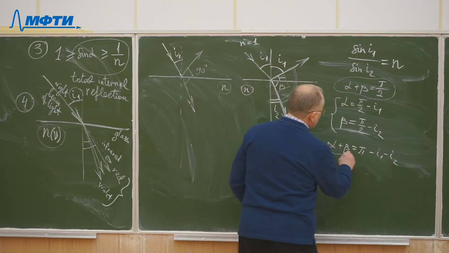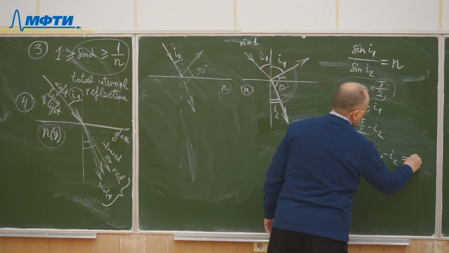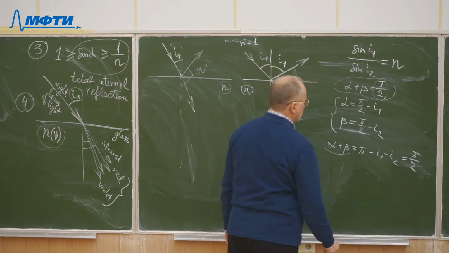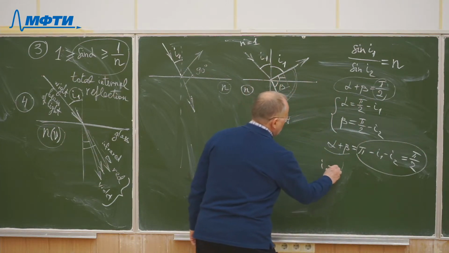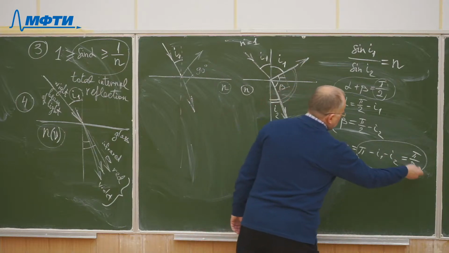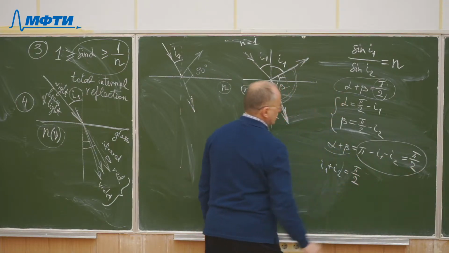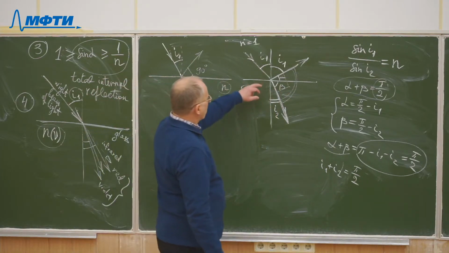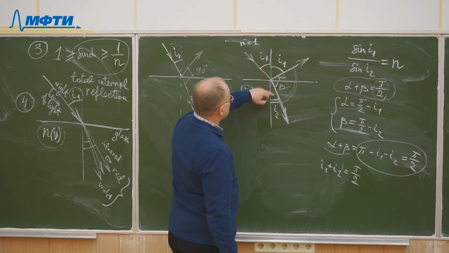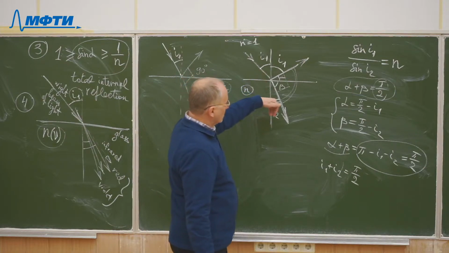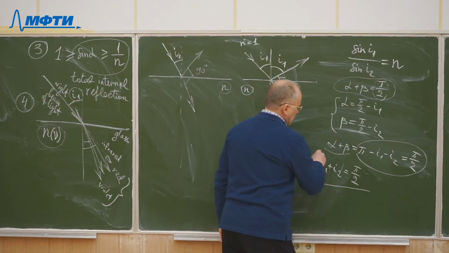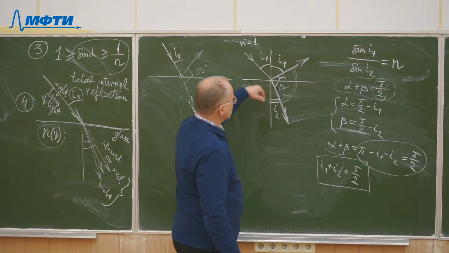And this alpha plus beta must equal pi over 2, according to the statement of the problem. So from this equation, we obtain that I1 plus I2 equals pi over 2. I1 plus I2, after adding these two angles, must be equal to 90 degrees, which is not obvious. It's not directly obvious that this should be so, but we obtained this condition from very simple algebraic conditions imposed on the angles.